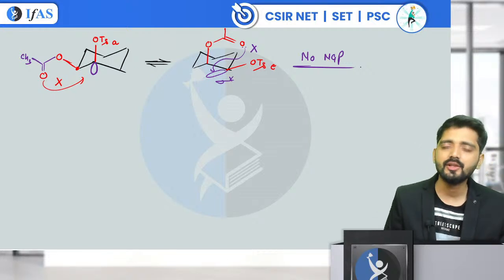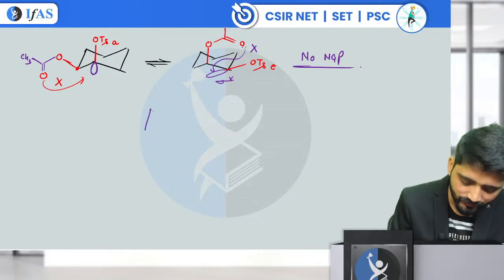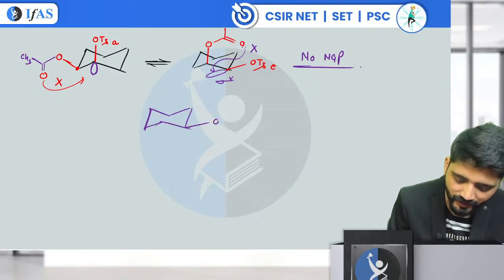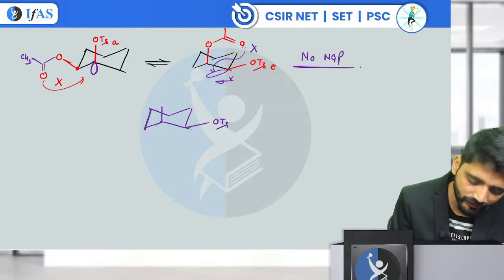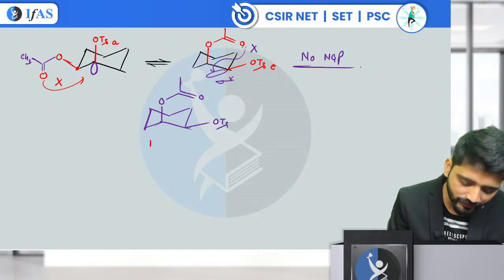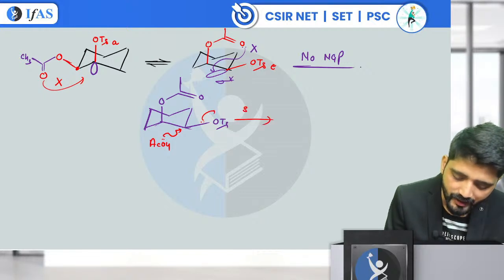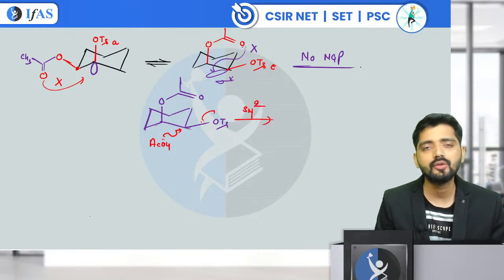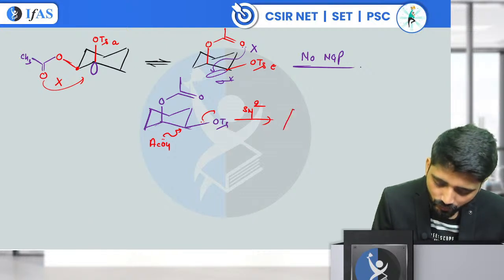So in such a scenario, what happens is our six-membered ring, I will be drawing the substrate once again. Let's suppose I have drawn the second one with the OTs above the plane and the OAc group present here above the plane. Now the nucleophile will come and simply attack into the sigma star orbital and OTs will be removed.